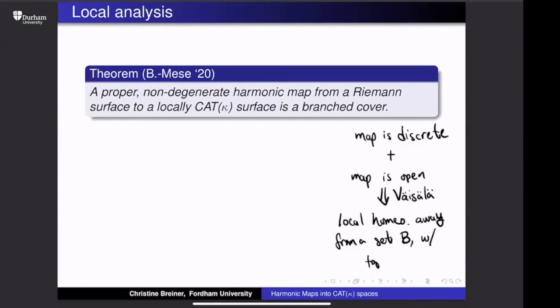So that doesn't really help us. We have to do better. We need to show that that set is discrete. But at least we know we're a local homeomorphism away from some set. And then we're going to look at that set.